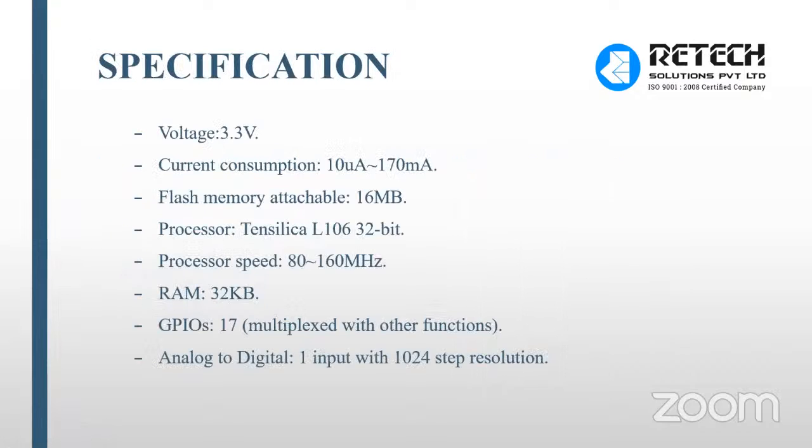Specifications. Every microcontroller gives some RAM and ROM. The input voltage is 3.3 volts and the current consumption is 10 to 170 milliamps. The flash memory is 16 MB. Flash memory is the ROM, read-only memory.